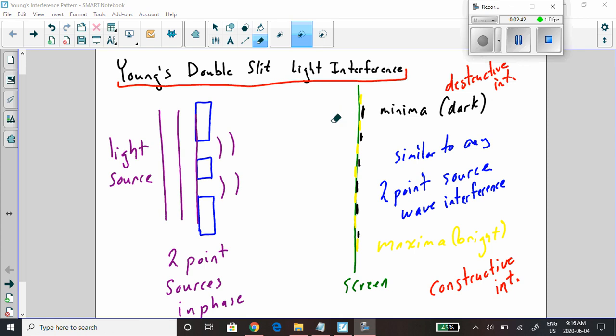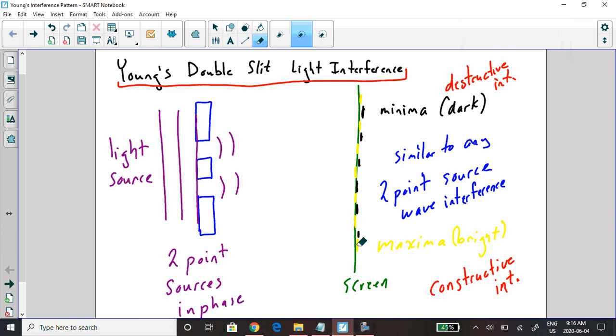Now, the thing I want to remind you about 2-point source interference is there's a certain distance that a wave has to travel from this source to, let's say, right here where there's a bright maxima, constructive interference, and there's a certain distance that a wave has to travel from this source to this spot right here where you would have constructive interference, maxima, bright. And there's a difference in that path. And that was what we were talking about the other day, path length difference.